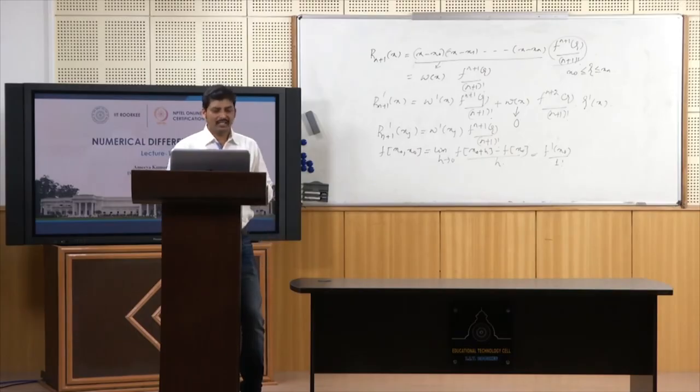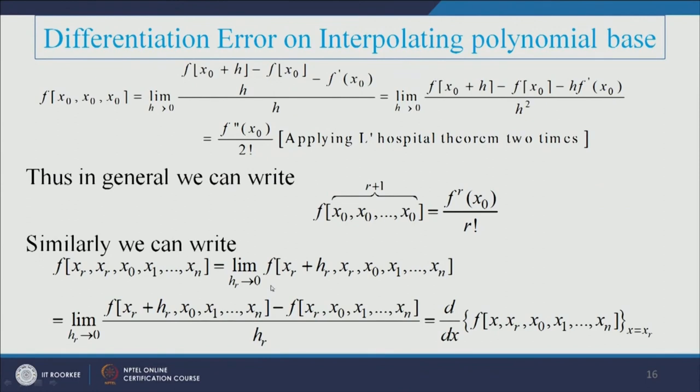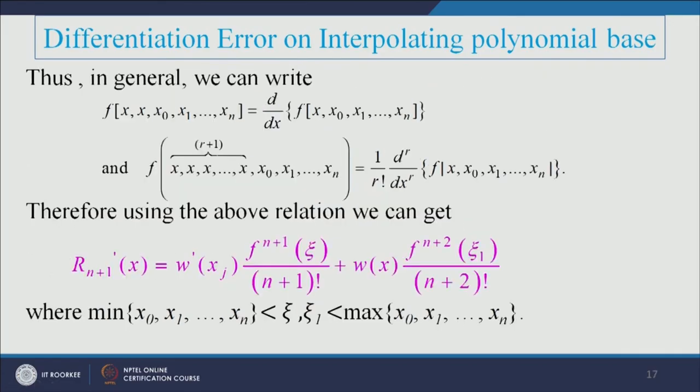Similarly, if two arguments are equal and all the other arguments differ, then we can transfer that to f[x_r, x_r, x_0 to x_n] with limit h_r tends to 0. Since if h_r is placed at that point, that will represent the same expression as we have just seen from the previous one. If you write in limiting form, that can be transformed directly to the derivative form, d by dx of f[x, x_r, x_0 to x_n] at x equals x_r, which can be written as a derivative form with r arguments as 1 by r factorial d to the power r by dx to the power r of f[x, x_0 to x_n].